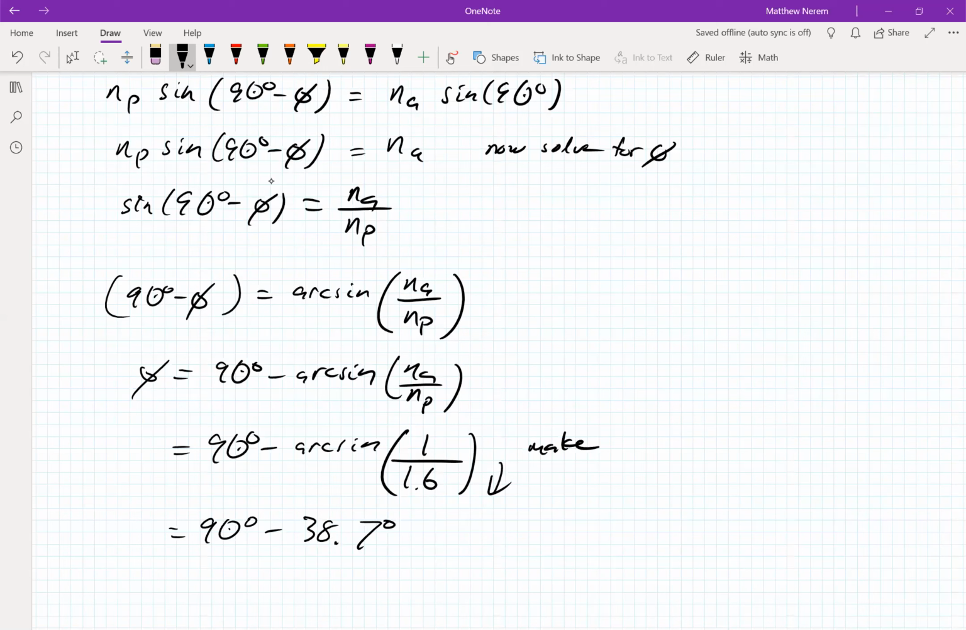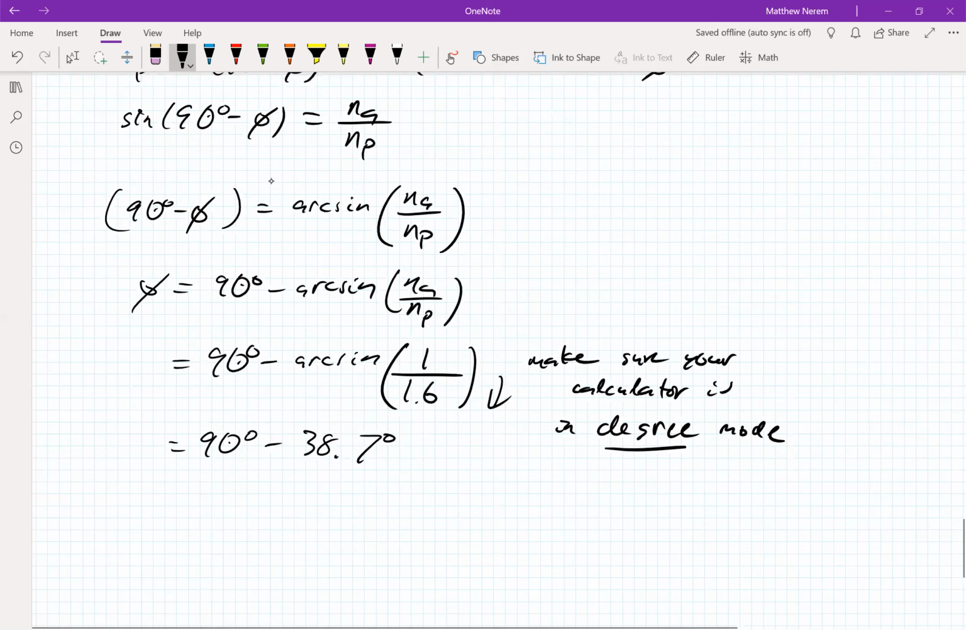As a reminder for everyone, make sure your calculator is in degrees mode. Way too many people lose lots of points because they calculate with radians versus degrees. Make sure you know the difference and make sure you're using the correct calculator setting. Right.